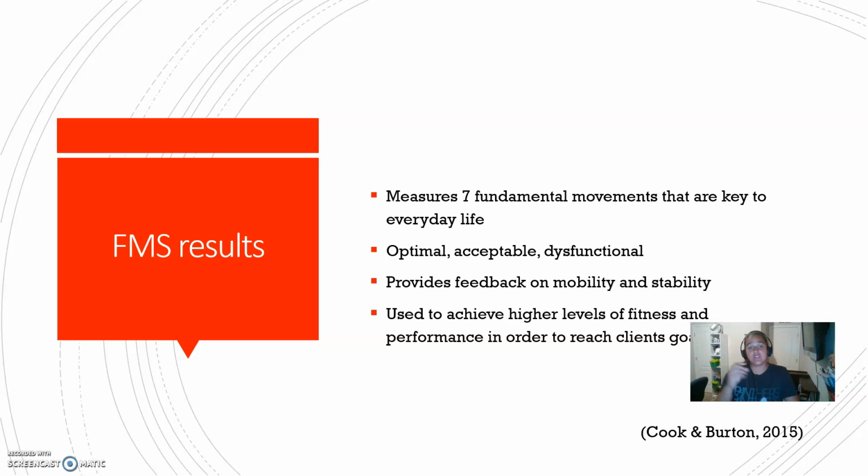And so you have a score of 1, 2, or 3. A 3, being optimal, means that the client can perform the movement and has great mobility and stability. A 2, being acceptable, means they can perform the movement, but maybe not to absolute perfection. And a 1, being dysfunctional, means that the client either cannot perform the movement at all, or there's pain when they perform the movement.